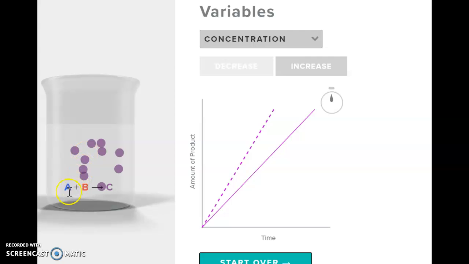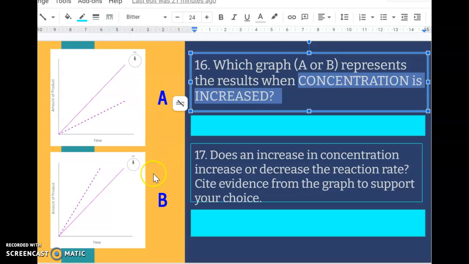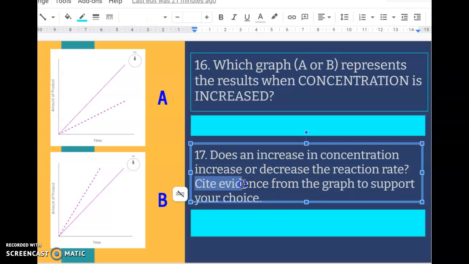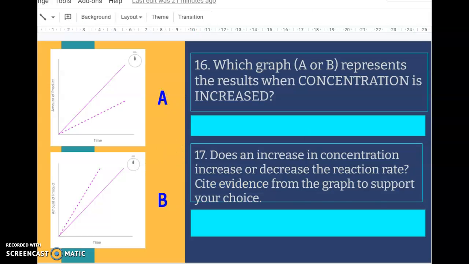So think about the time it took to go from A plus B to the product of C. So blue and red to purple. So for this one, which one represents increased concentration and does it affect the reaction rate? Make sure to cite your evidence, especially from the graph that you choose.